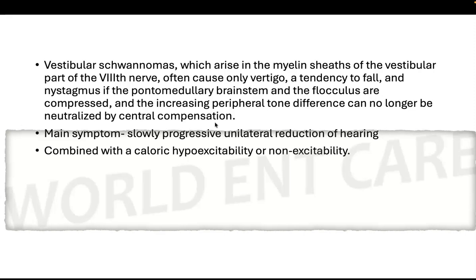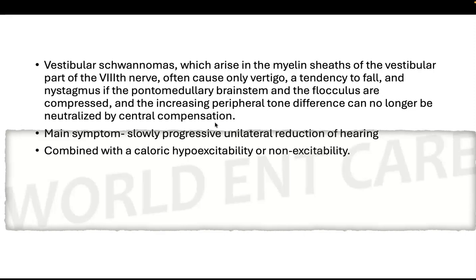Then comes the vestibular schwannoma. Vestibular schwannomas, which arise in the myelin sheath of the vestibular part of the 8th nerve, often cause only vertigo, a tendency to fall, and nystagmus if the pontomedullary brainstem and the flocculus are compressed, and the increasing peripheral tone difference can no longer be neutralized by central compensation. The main symptom here is slowly progressive unilateral reduction of hearing without any identifiable otological cause.